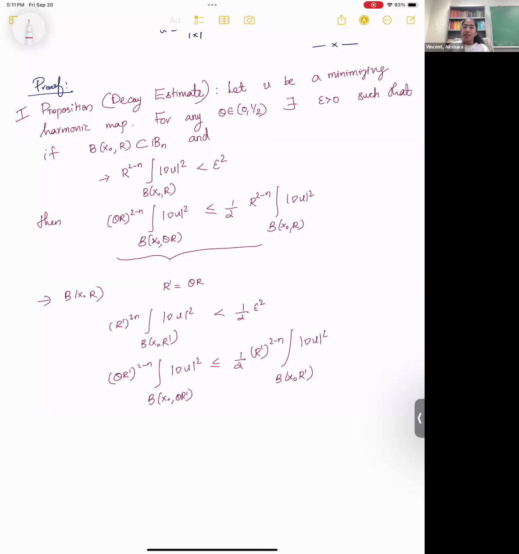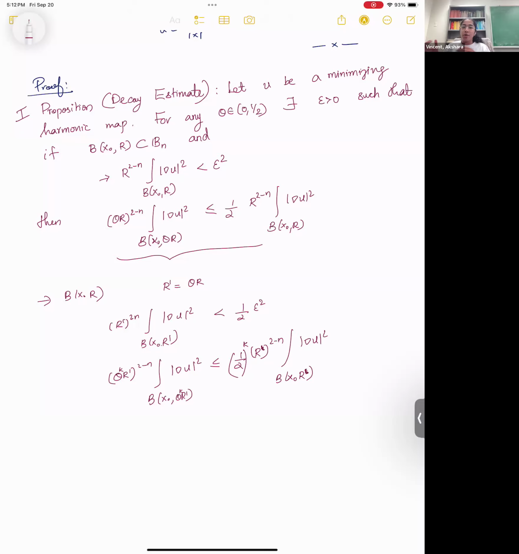We can do this iteration many times, and you can see that after k iterations, you can go to a smaller ball with radius theta to the power k times the initial radius R, and get a factor of 1/2 to the power k.